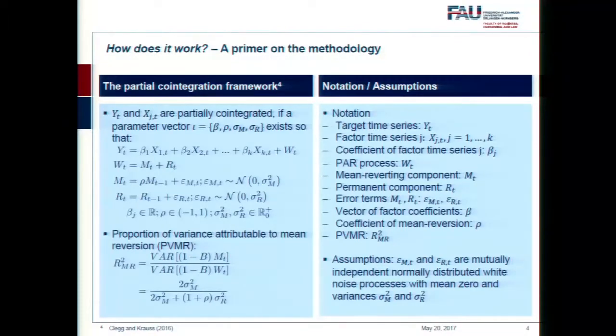A key metric of our model is the proportion of variance attributable to mean reversion, PVMR. The PVMR is between 0 and 1 and measures if a particular time series is closer to a random walk or a mean reverting component.